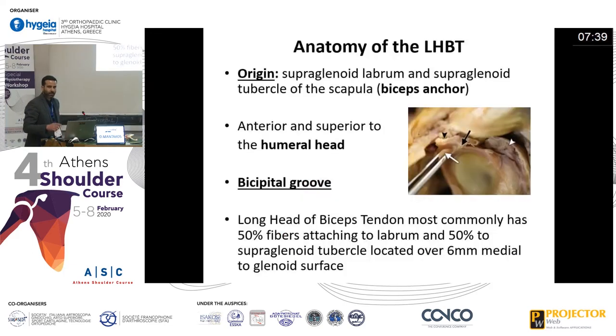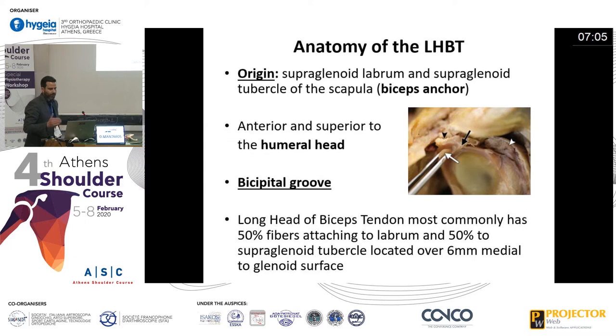It's the anatomy that makes the long head of biceps so painful. Its origin is at the supraglenoid labrum and supraglenoid tubercle of the scapula, called the biceps anchor. It goes down anterior and superior to the humeral head, enters the bicipital groove, and goes down to the radial tuberosity. Fifty percent of its fibers are touching the labrum and 50% the supraglenoid tubercle, which is located 6 millimeters medial to the glenoid surface.